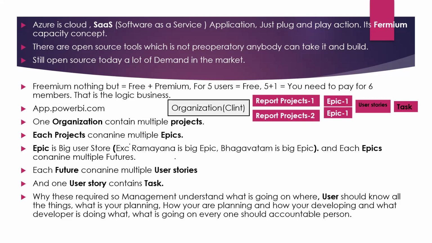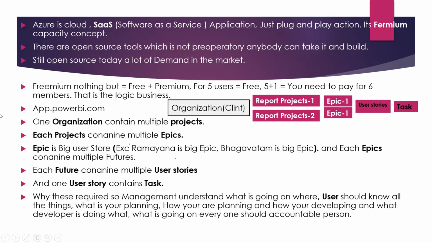Every organization has multiple projects, correct? For example, if you join Y company, then Y company has multiple projects. Each company has some organizations, and each organization has multiple projects. Each project has multiple epics. Each epic has multiple user stories. Each user story has multiple tasks. So this is the flow of Azure DevOps.